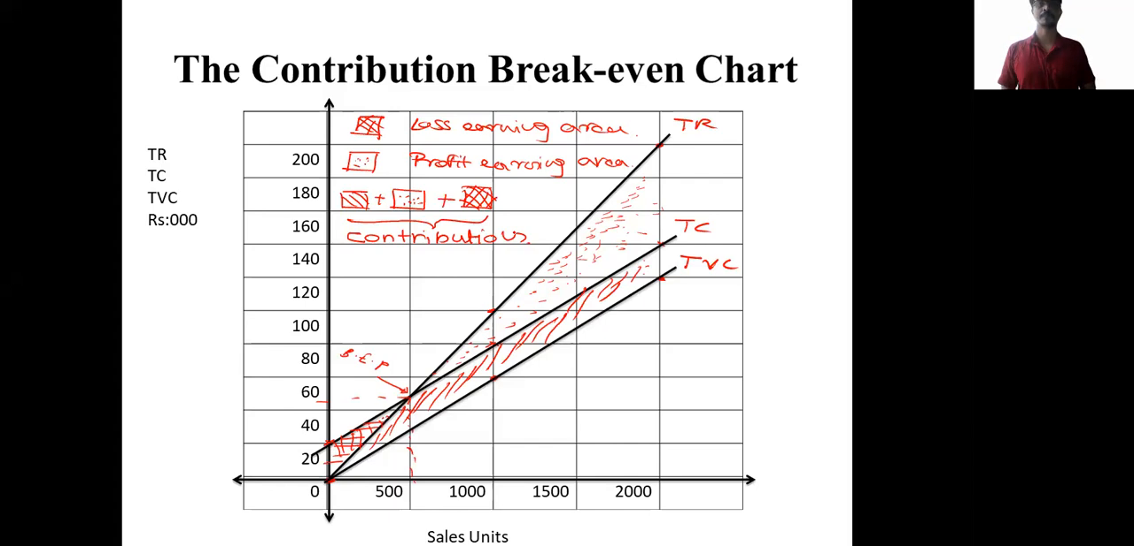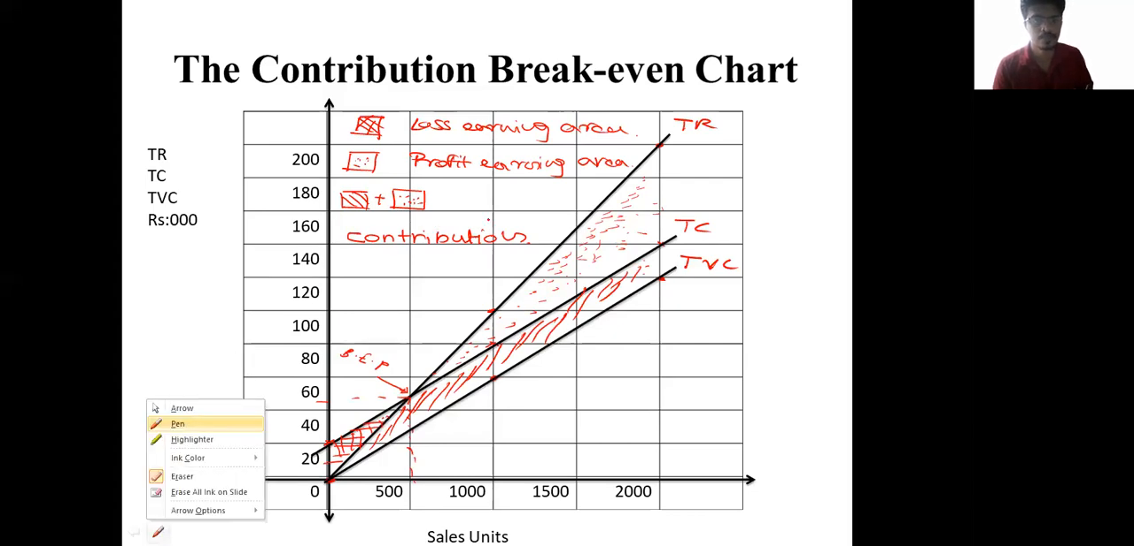Okay, complete this. Sorry, contribution should be these two areas. The loss part does not come into contribution, only these two areas. Okay, this one, this and this part.